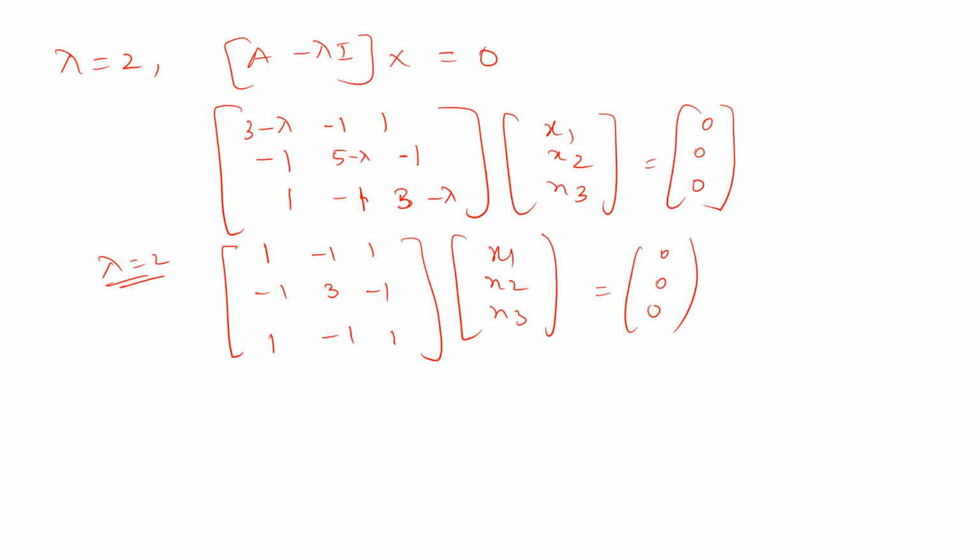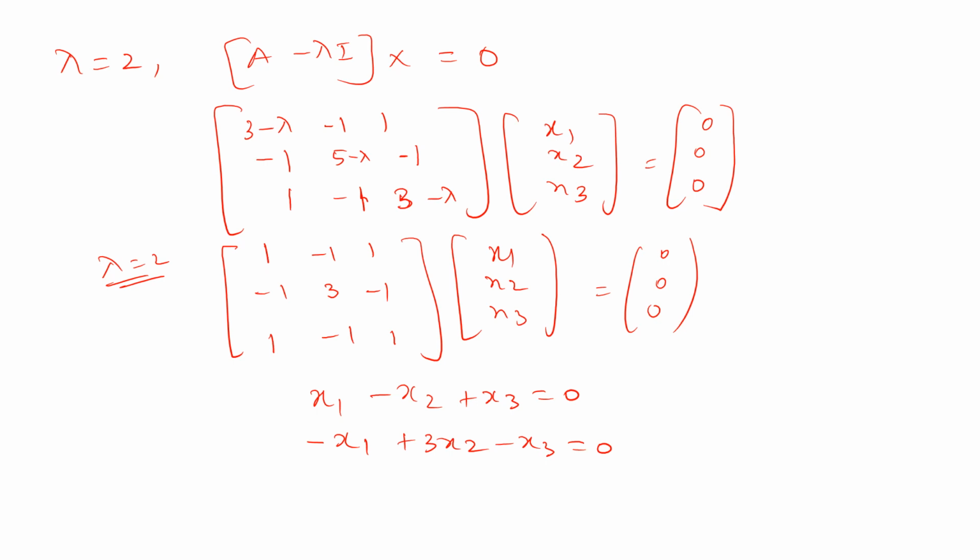So from the first two, multiply and you will get the equations x1 minus x2 plus x3 equal to 0, and the second row becomes minus x1 plus 3x2 minus x3 is equal to 0. The third equation and the first equation are the same, so you can leave that. From here you should find the solution of the system of equations. For that I am using the cross ratio method.